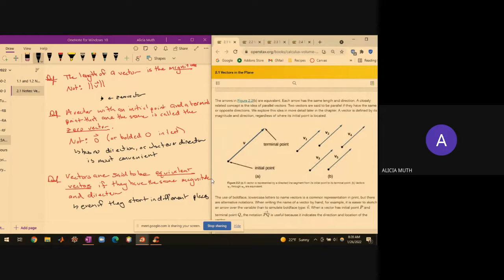All right. So we've got some examples here in figure 2.2. Vector v here is all of these actually. So in section B here, all of these are equivalent because even though they start all over the place, they all have the same length and they all have the same direction.